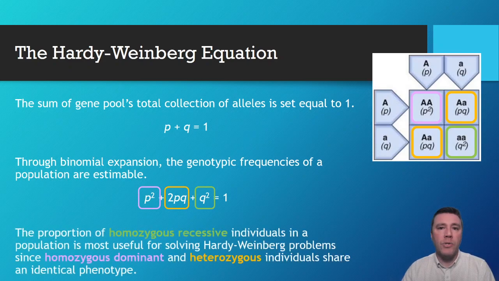When analyzing or solving problems involving the Hardy-Weinberg equation, the proportion of individuals in a population that are homozygous recessive is typically the most readily useful information. You may recall that this is because, when observing a population, only the homozygous recessive individuals have a unique phenotype, the recessive one. Visual observation of individuals with the dominant phenotype is insufficient for determining whether or not they are homozygous or heterozygous.